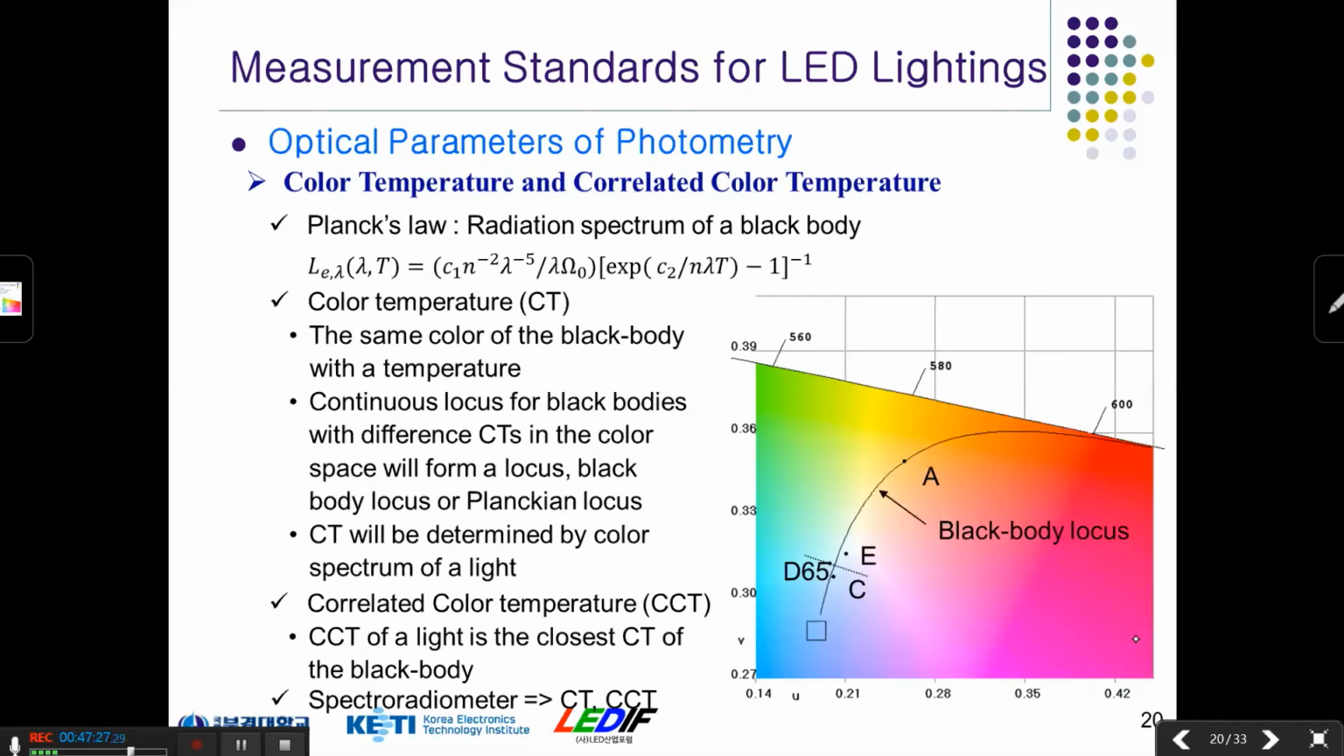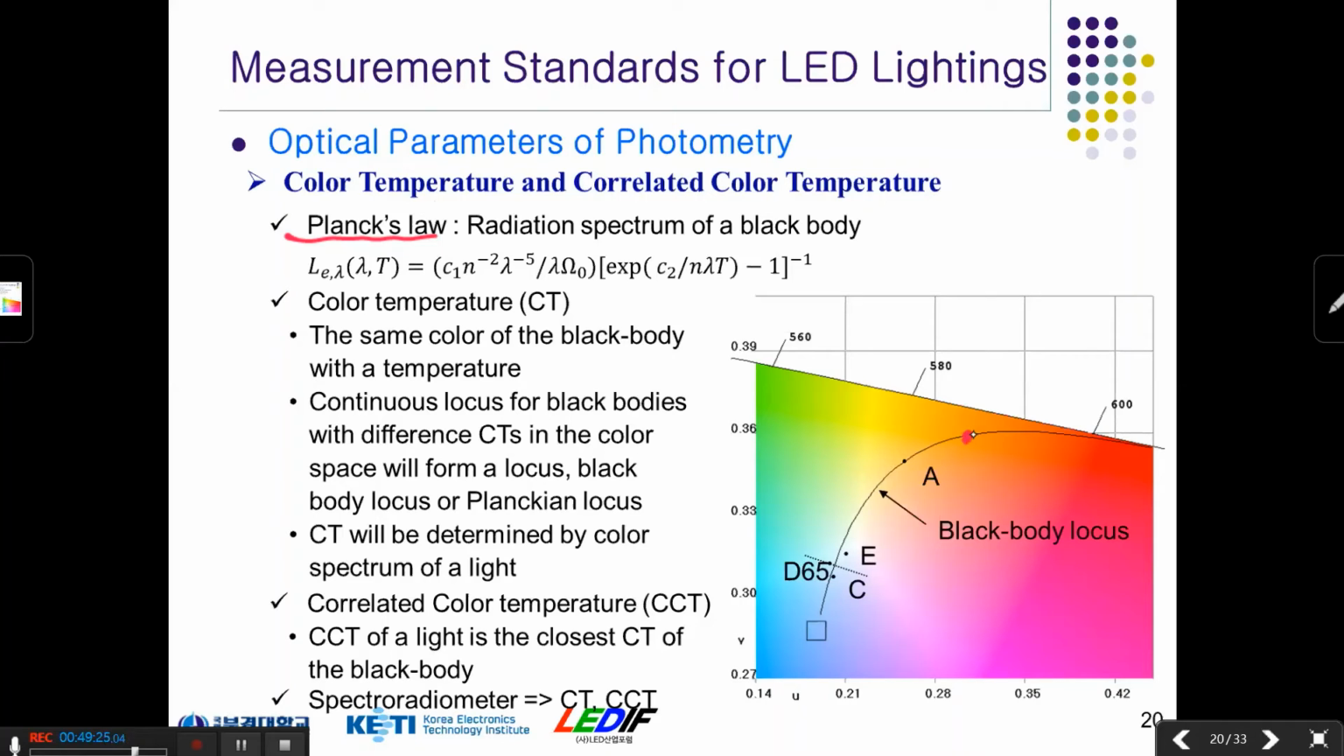Color temperature is extracted from the location on the color coordinates. At first, a black body at a certain temperature radiates light with a spectrum corresponding to the temperature. That is Planck's law. At second, the spectrum gives three stimulus values, large X, Y, Z, and then they give a point located on the chromaticity diagram.